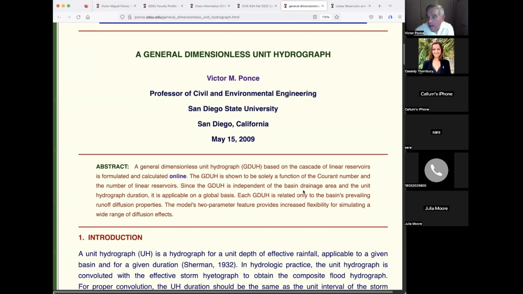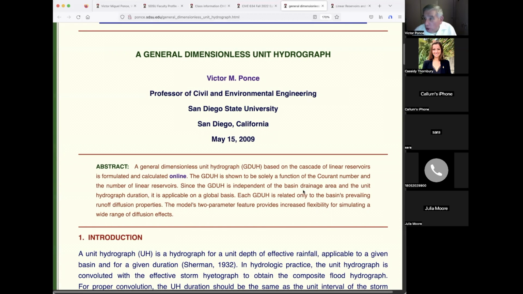What is a unit hydrograph? Let's repeat that for clarity's sake. A unit hydrograph is a tool to model diffusion, and maybe convection if you want to. But what you really want to model is diffusion. Why? Because the convection problem is a simple problem. It's a rational method problem. But by the time you get to diffusion, it's not that easy.